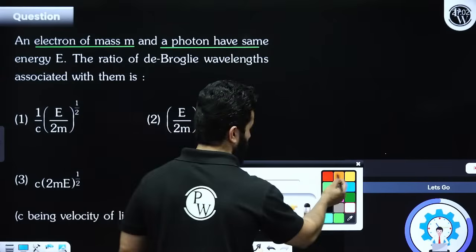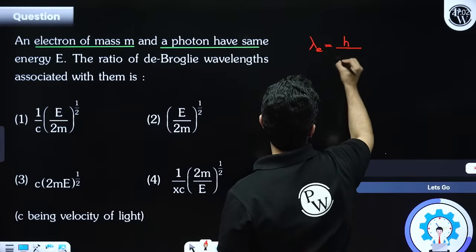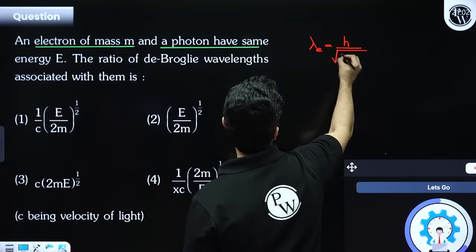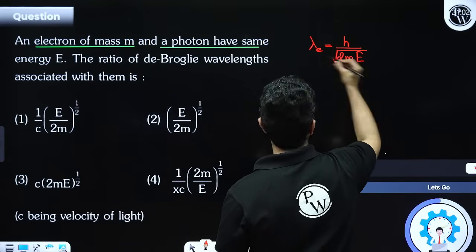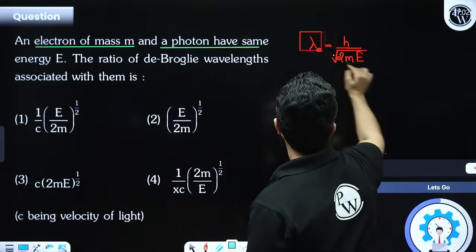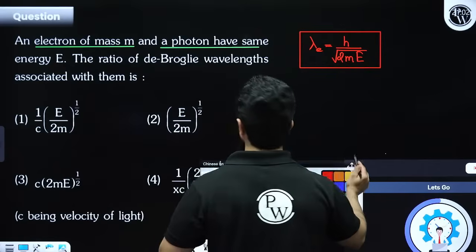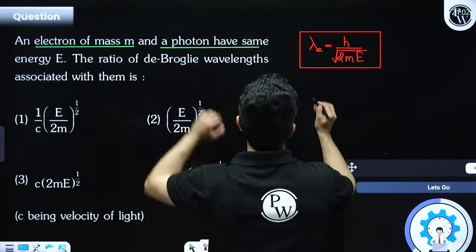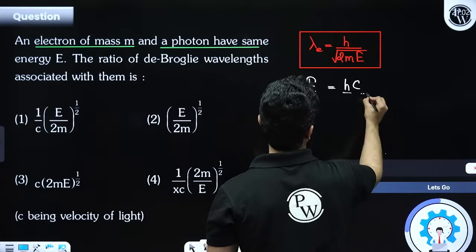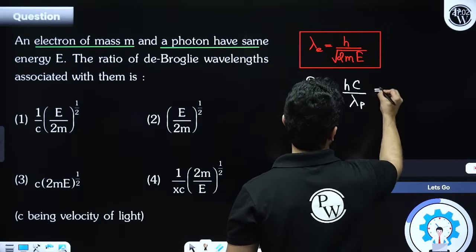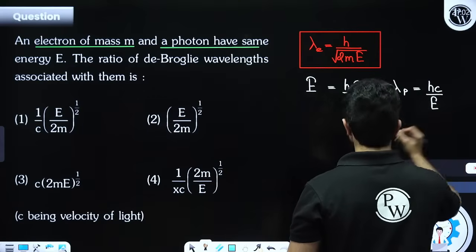Whenever they talk about an electron, use the de Broglie wavelength formula: lambda of electron is equal to h divided by momentum, and momentum can be written as root of 2m KE. Instead of KE, let's simply write E, because they have said that energy is E. Clear? Next, for the photon also, energy is E. So E can be written as hc by lambda of photon. So lambda of photon can be written as hc divided by E.